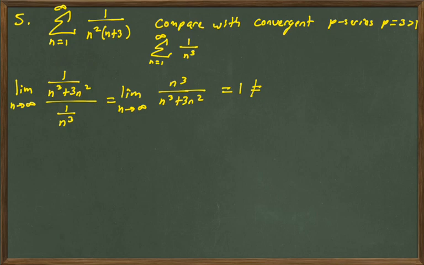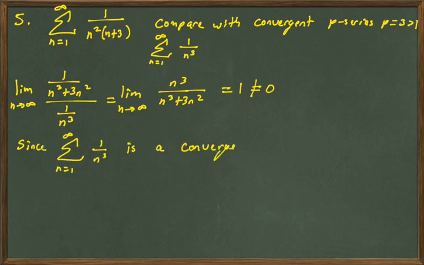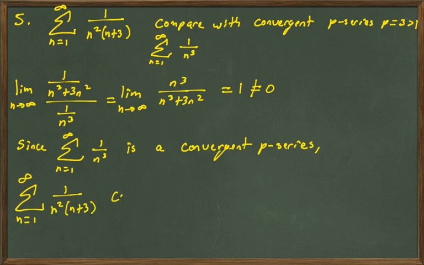So it is going to be a limit of 1, that's your horizontal asymptote. That's not 0, and so both these series are going to do the same thing. Since the sum n equals 1 to infinity of 1 over n cubed converges, so will the series we're comparing it to. Okay, all right. Since the sum n equals 1 to infinity of 1 over n cubed is a convergent p-series, the sum n equals 1 to infinity of 1 over n squared times n plus 3 converges by the limit comparison test.